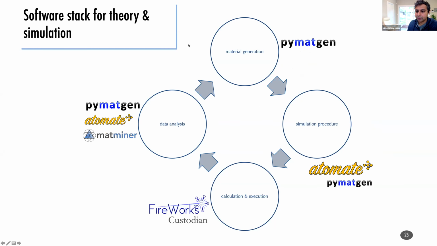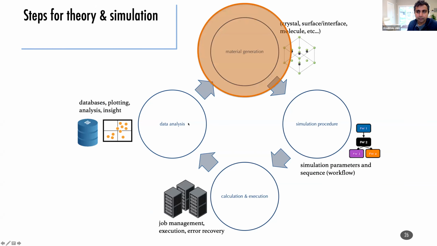So these are just the names of the codes that help you with the various things. I'll step through them in detail next, but PyMatGen is a code that helps you with materials generation. Atomate and PyMatGen help you with the simulation procedure. There's a code called Fireworks along with Custodian that helps you with executing the calculations, and then many of the codes can help you with the data analysis.